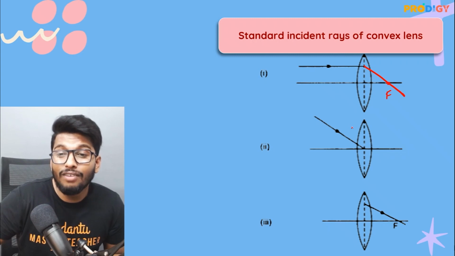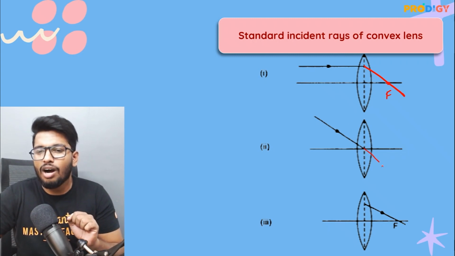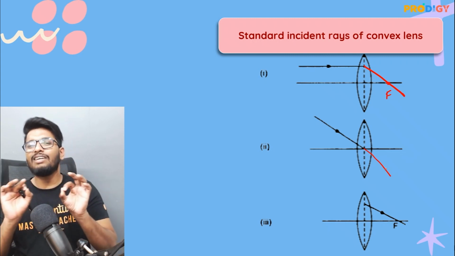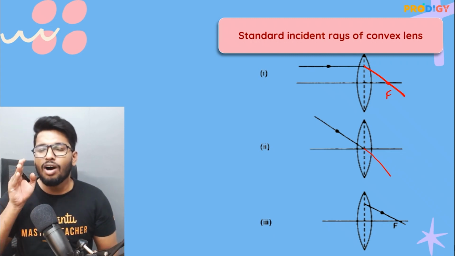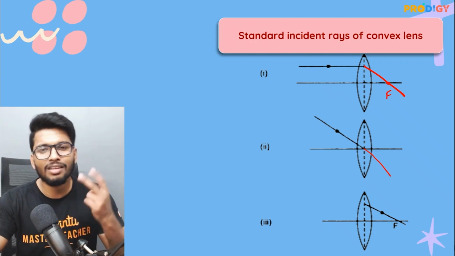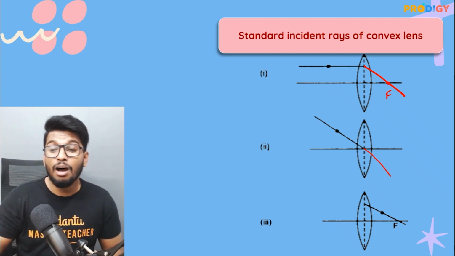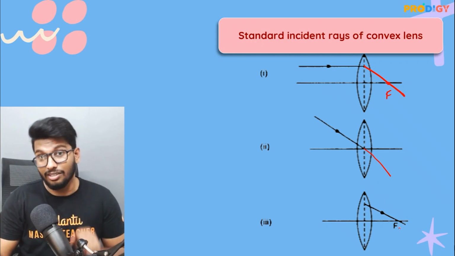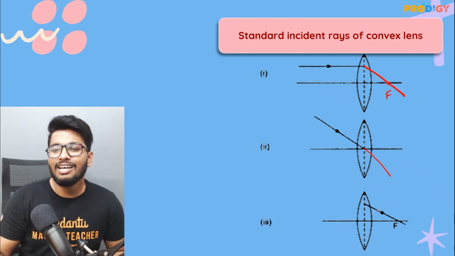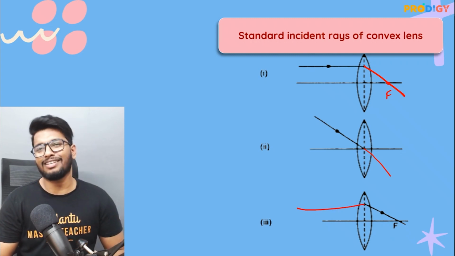Second, if a ray of light is passing through the center of curvature, it is going to pass through undeviated. There'll be no deviation whatsoever. It'll pass through unrefracted, or there'll be no refraction. It'll just pass through straight. That's the second standard incident ray. The third standard incident ray is, if a ray of light is passing through the focus, after refraction this ray of light will become parallel to the principal axis.